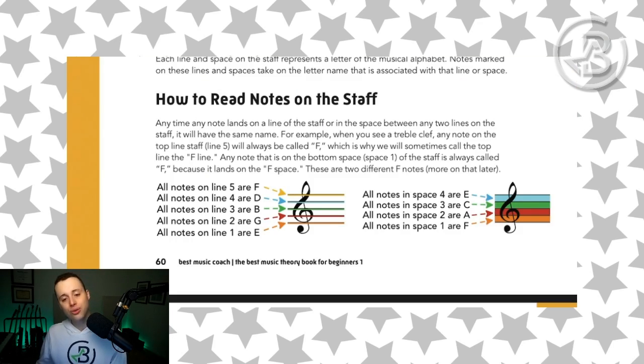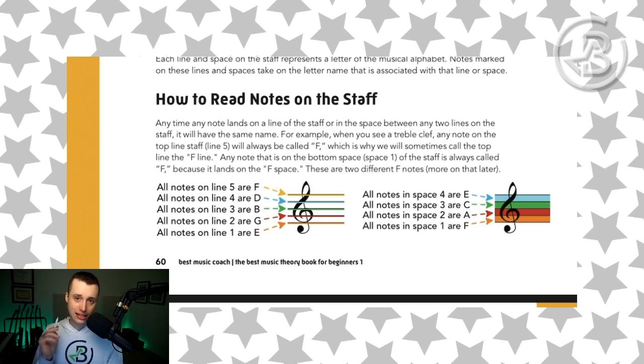In the next 2 lessons, we're going to be breaking down how to know which letter of the basic musical alphabet goes where on the staff, and which line is which, and which space is which. So let's start with a couple ground rules. Anytime any note lands on a line or space of the staff, it will have the same name. So anytime a note lands on line 2, it's always a G, just like from the G clef or the treble clef. Anytime a note lands on space 1, for example, it's always going to be an F.